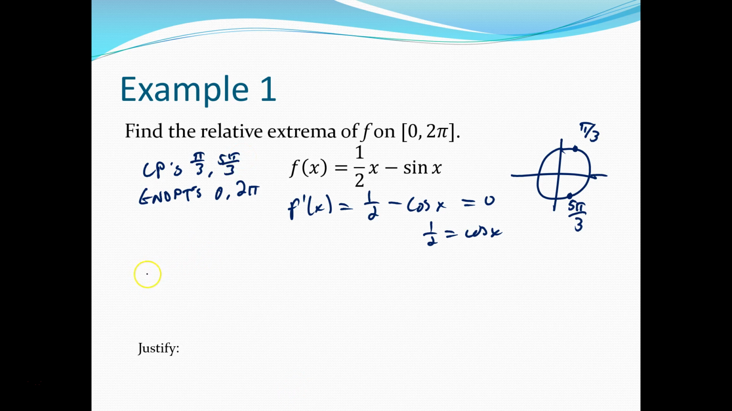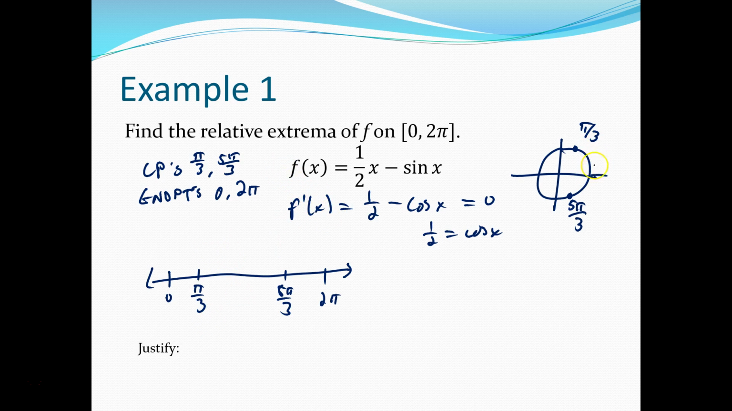So now we have to do our analysis. We're going to label all our points, start at 0, then we have pi over 3, and then 5 pi over 3, and then we have 2 pi over here. So let's try something between 0 and pi over 3. Now we're checking the first derivative, because if the first derivative is positive here, it means the graph of the function f of x is increasing. If it's negative, it means the function is decreasing. So let's see what's going on.